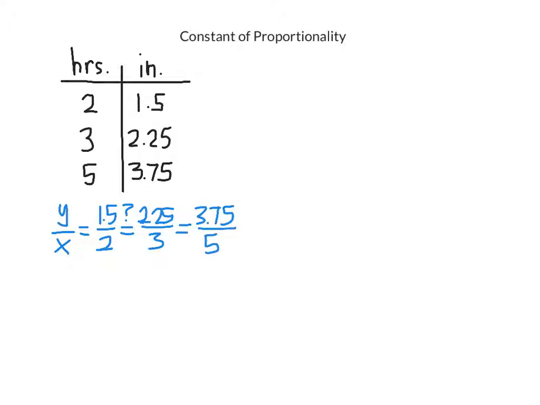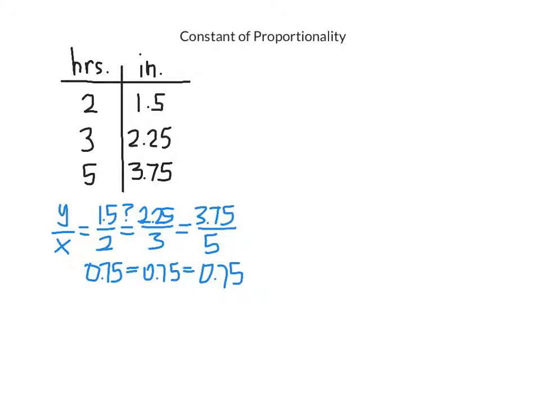And if we divide each one of these out, 1.5 divided by 2 is 0.75. And 2.25 divided by 3 is 0.75. And that's equal so far. And then 3.75 divided by 5 is also 0.75.